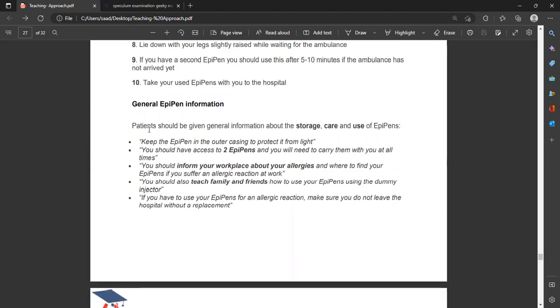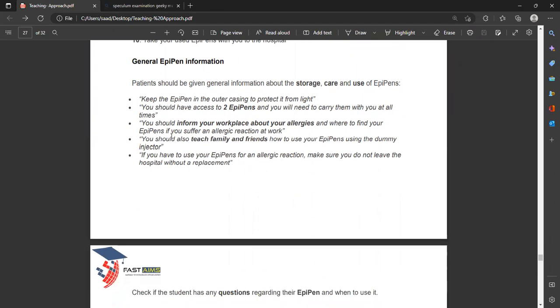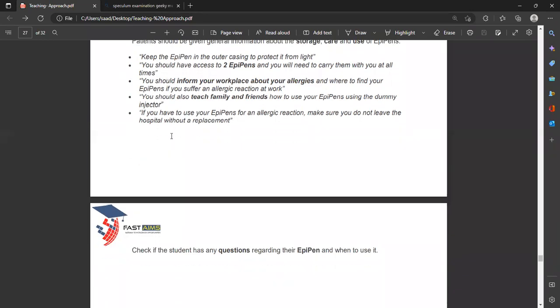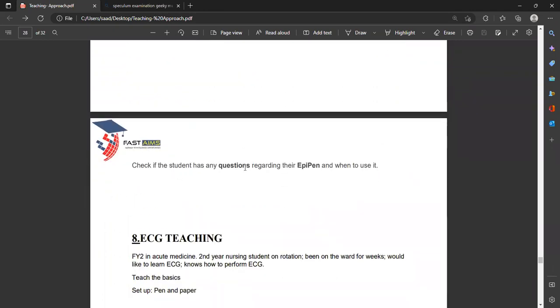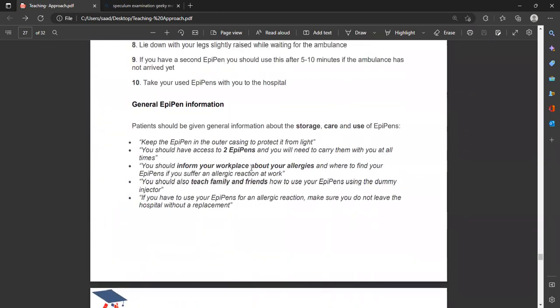Okay, the patient should be given general information. This is the general information that you tell the student to give to the patient: there should be two EpiPens, inform the workplace, family and friends about the allergies, and make sure you do not leave the hospital without a replacement. Check if the student has any questions regarding the EpiPen. It is a small station. People usually cover this station in 5 to 6 minutes or 7 minutes, so don't worry.